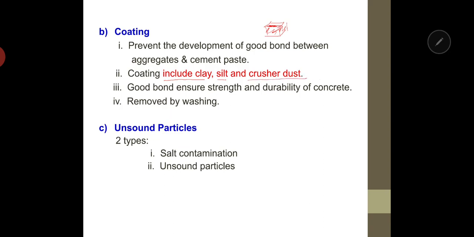Why do we need a good bond? Because it ensures the strength and durability of concrete. Also, to remove this coating, we use washing. And the last one is unsound particles.